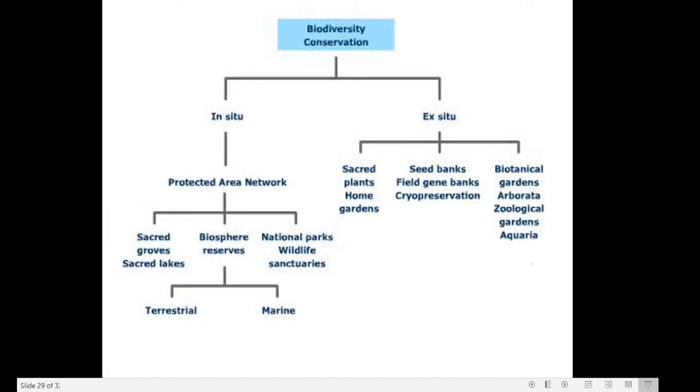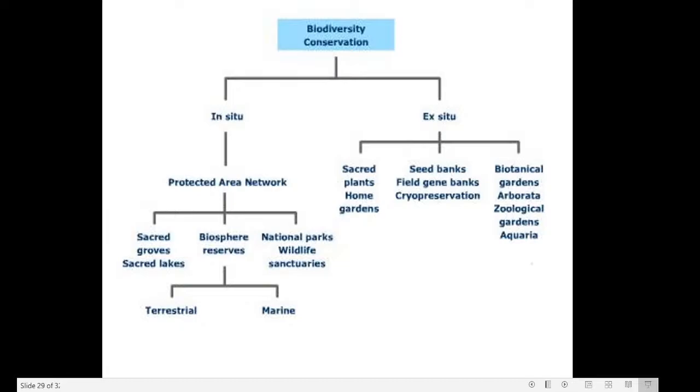There is an in situ method and an ex situ method. The ex situ method has sacred plants, home gardens we can make to preserve plants, a seed bank we can develop, and a botanical garden we can develop. Another thing is the protected area network: sacred groves, sacred lakes, or we can develop and conserve our animals, biosphere reserves, national parks, wildlife sanctuaries, wildlife gardens, wildlife parks we can make.